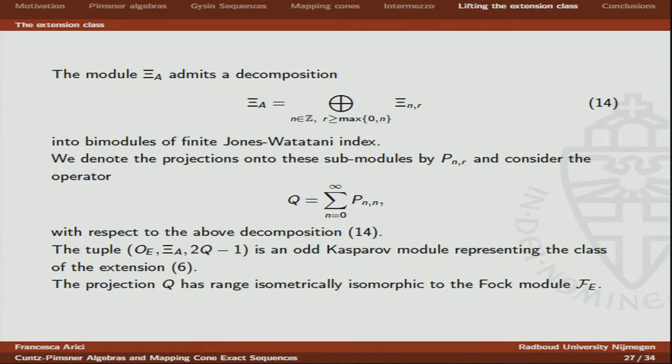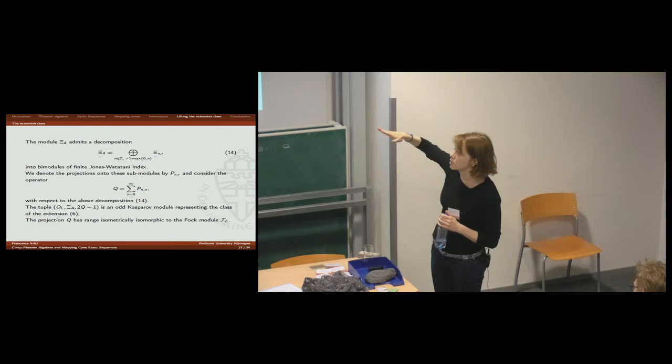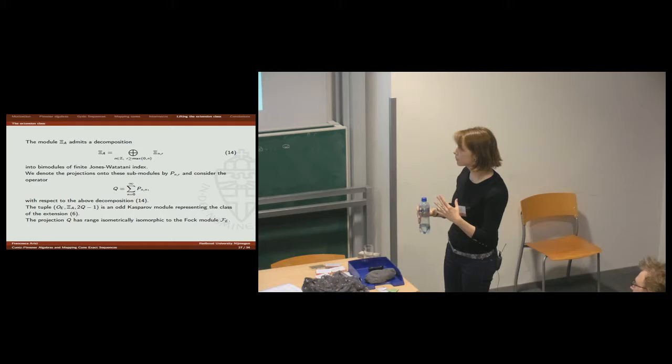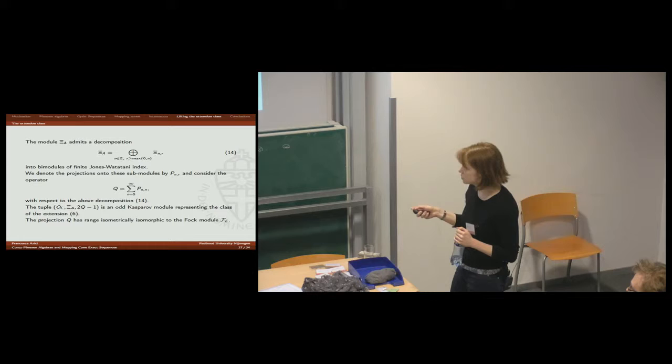Now, this bimodule has a very nice decomposition into modules that are of finite index. And we can consider the projections onto these modules, and in particular, if we sum over all those projections that have equal indices, we get an operator Q, which will give us a bounded representative for the extension class. In particular, this operator Q has a range that is isometrically isomorphic to the Fock module.